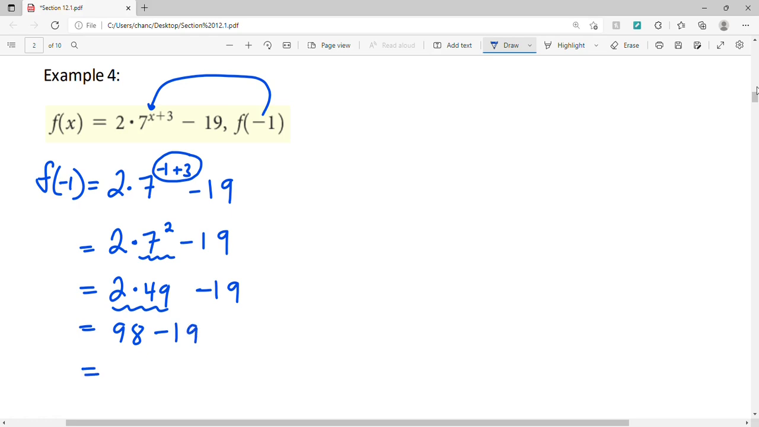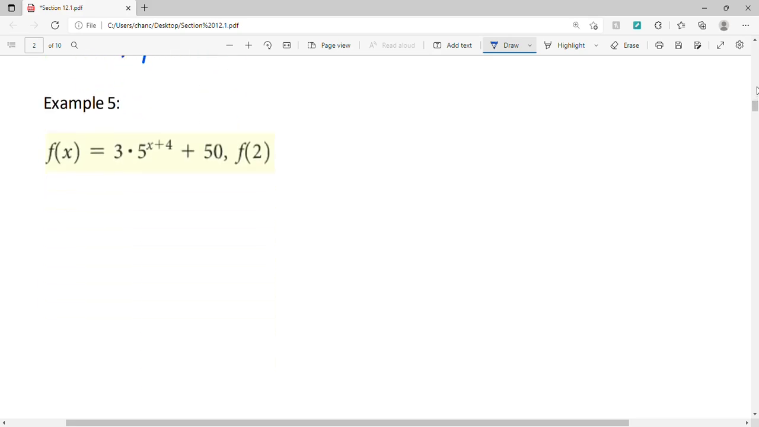Finally, we'll do the subtraction. 98 minus 19. That gives me a 79. Let's look at example 5.